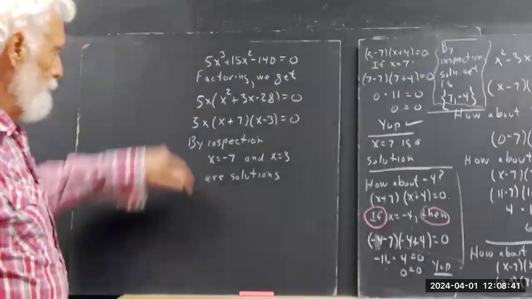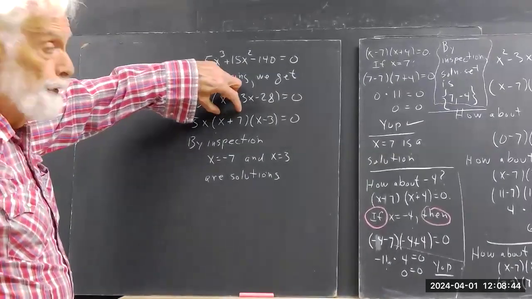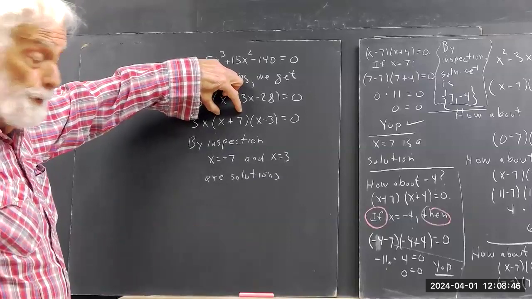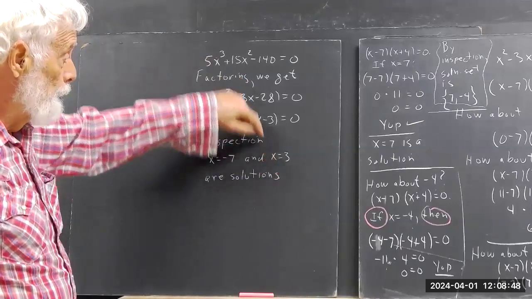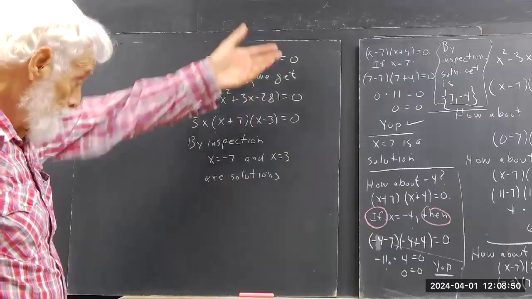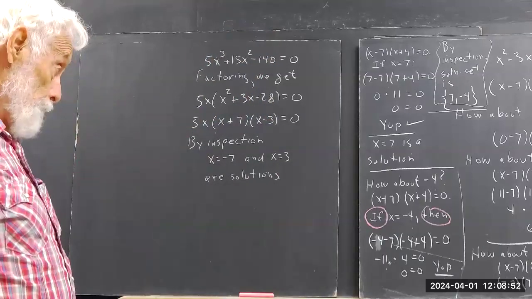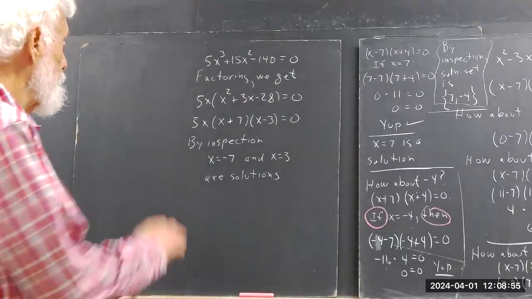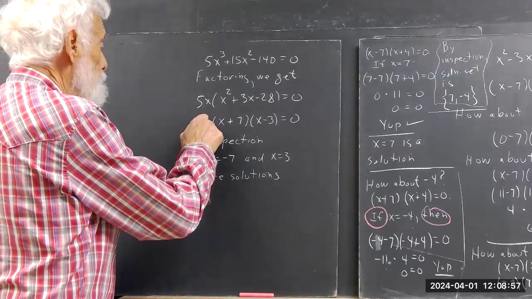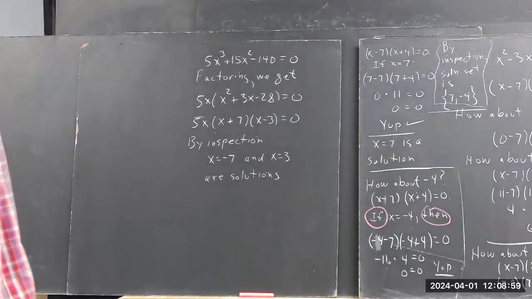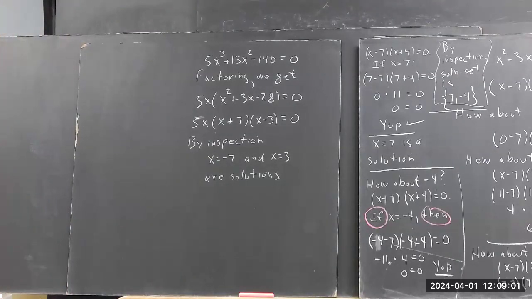Because you can see, if you plug in -7 here, you're going to get 0, and that's going to make the whole thing 0. And if you plug in 4, it's going to make this 0. This whole thing is going to be 0. There's another value of x that makes it 0. Can you tell me what that might be? Show me some fingers.